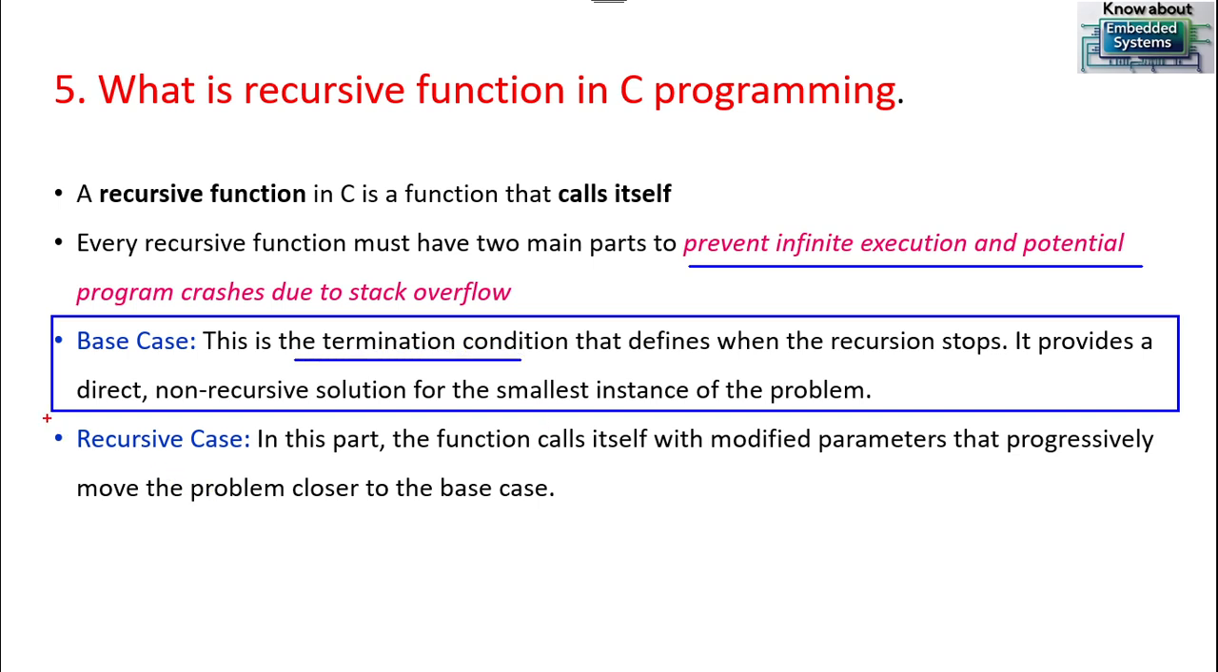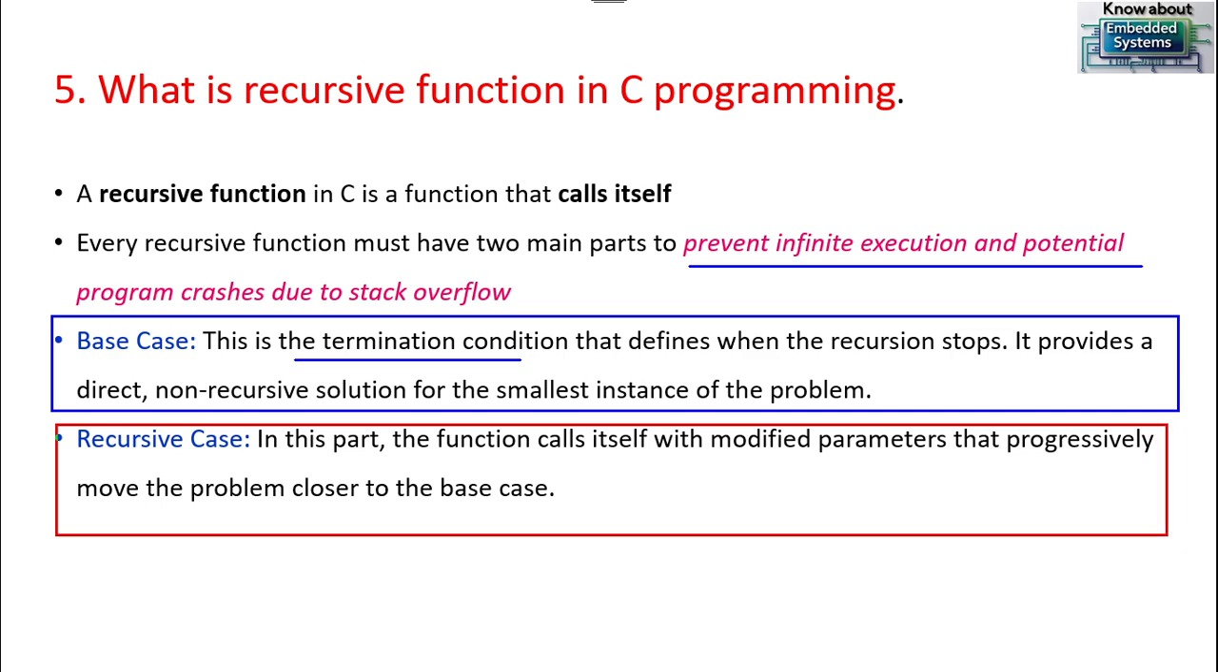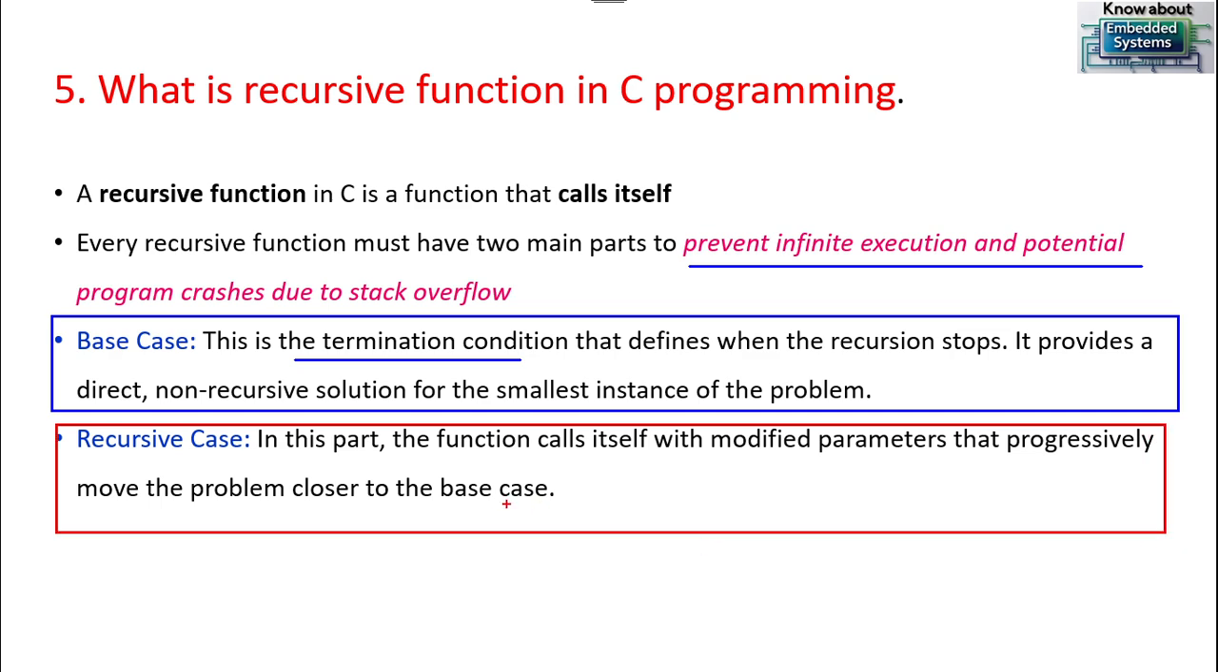If your function is not meeting the base condition, then it will jump to the recursive case. In this case, your function will call itself and it goes on calling itself. When it reaches the base condition, it will terminate. This is how recursive functions work.